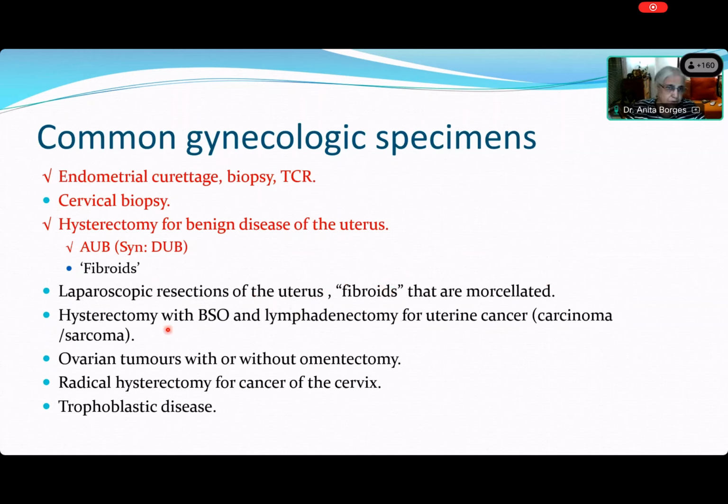Yes, you get hysterectomy with bilateral salpingo-oophorectomies and lymphadenectomies. That means the dissection of the pelvic lymph nodes for uterine cancer, which of course we're not going to talk about at all. And the other gynec specimens are ovarian tumors. You have radical hysterectomies for cancer of the cervix, and you heard last on Tuesday a really very nice exposition of trophoblastic disease. So these are the common gynecological specimens you will come across, and today we're really only going to talk about the endometrium.